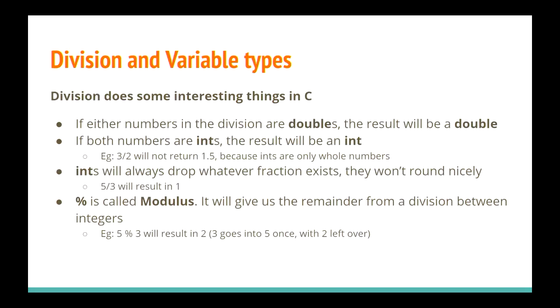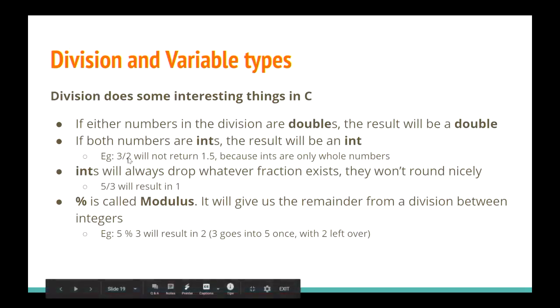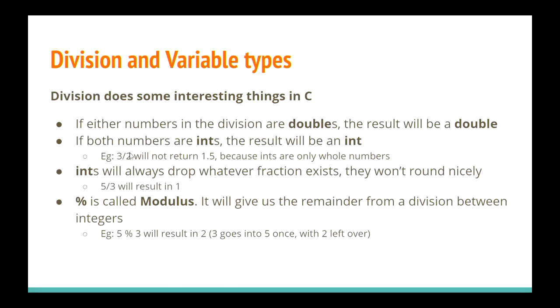So I've got some examples here, or at least one example. If you do 3 divided by 2 and they're both integers, you don't get 1.5. So 3 divided by 2 normally, you would expect that to be 1.5. We're not getting that with integers because the integer says, I don't do fractions. So it says, if it was going to be 1.5, then I'm going to take the 1, I'm going to throw away the half. So integers are only going to store whole numbers. 5 over 3 also will result in 1. So integers are always going to, if you do a division, throw stuff away.